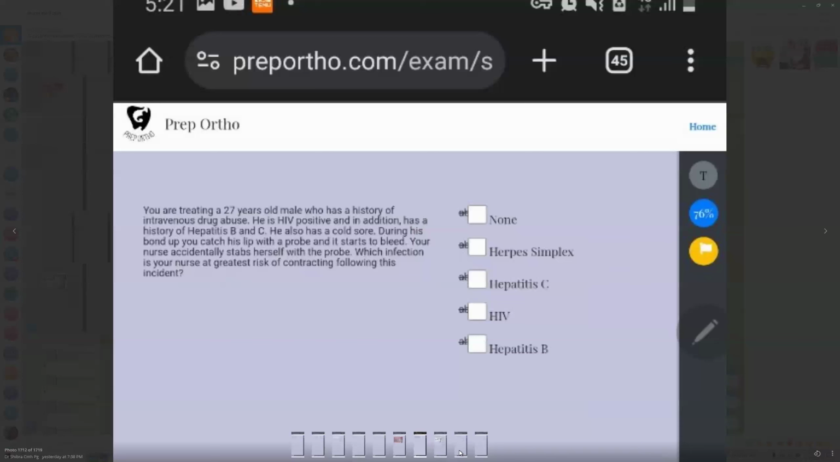You are treating a 27-year-old male who has a history of intravenous drug abuse. He's HIV positive and in addition has a history of hepatitis B and C. He also has a cold. So during his bond-up, you catch his lip and the probe, and he starts to bleed. Your nurse stabs herself with the probe. For bloodborne infections, they say hepatitis B is the most common to spread, even according to WHO websites. So I'm going to select E.